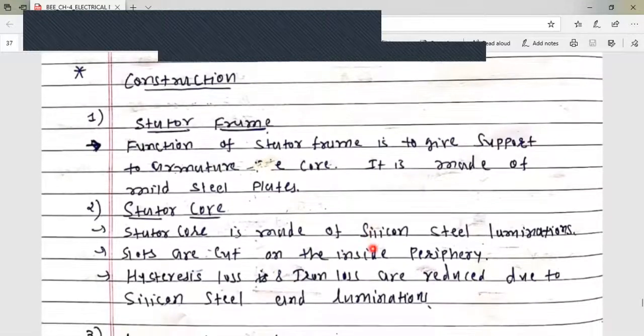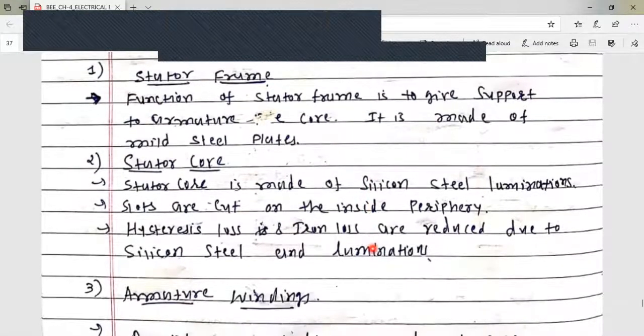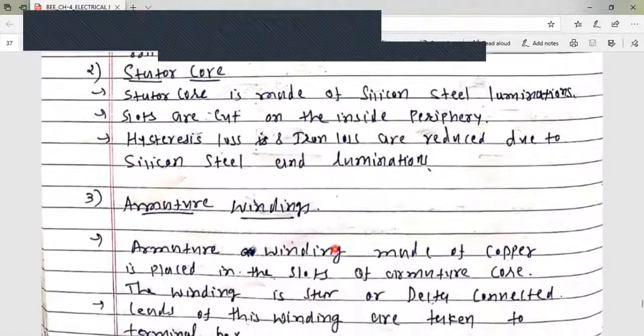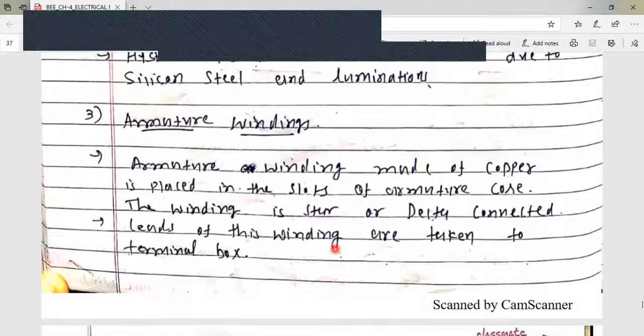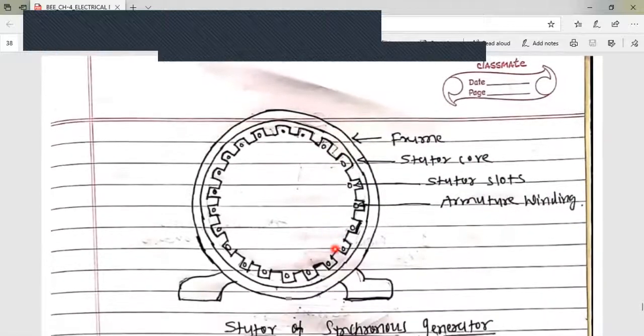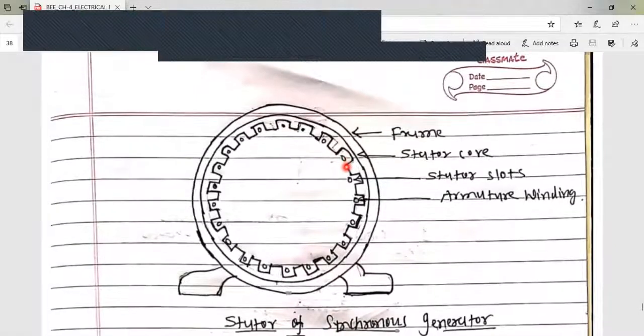Now, the stator has mainly three parts: the stator frame, which gives support to the armature core; the stator core, which is made up of silicon steel lamination. Here, slots are cut on the inside periphery. An armature winding, which is made up of copper, is placed on those slots. So this is the stator. It has inside slots. An armature winding is placed in the inside slots of the stator.